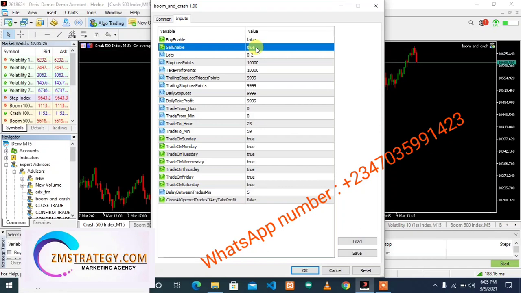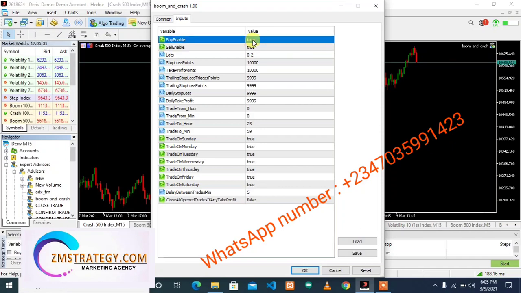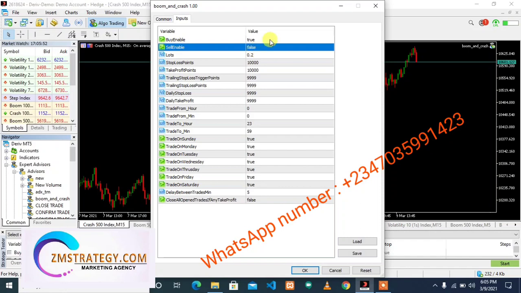But if you decide to trade both ways, either buy or sell, then definitely you are going to enable the two, buy and sell. The EA is going to be taking both buy trades and sell trades on boom, and it's still going to be taking both buy trades and sell trades on crash. But if you are trading just the spike, and you are uploading it on boom, you are going to enable buy, then disable sell, which means the robot is going to be taking just buy trades on boom. So that's for the enable buy and sell trade.